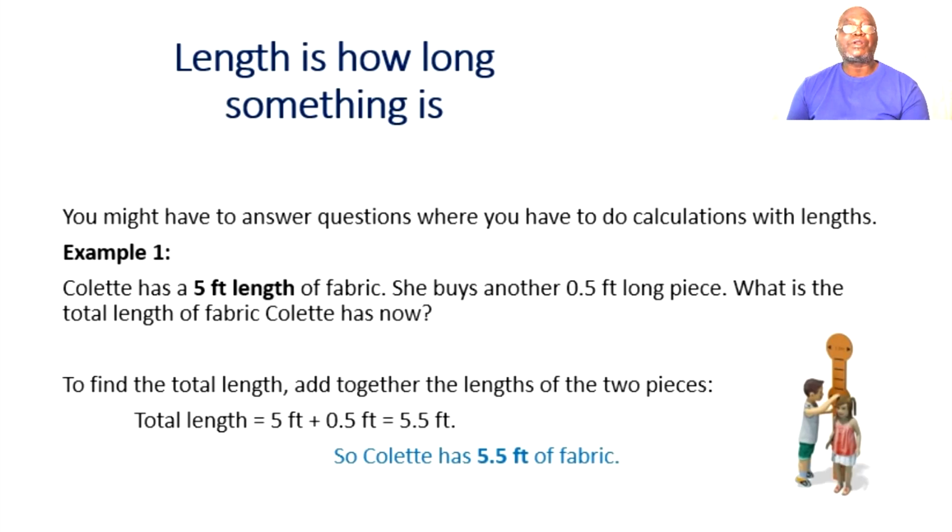Let's look at example 1. Colette has a 5-foot length of fabric. She buys another 0.5 foot long piece and she needs to know the total length of fabric she has now. To find the total length, add together the lengths of the two pieces, which is 5 foot plus 0.5 foot, totaling 5.5 foot. So Colette has 5.5 foot of fabric.